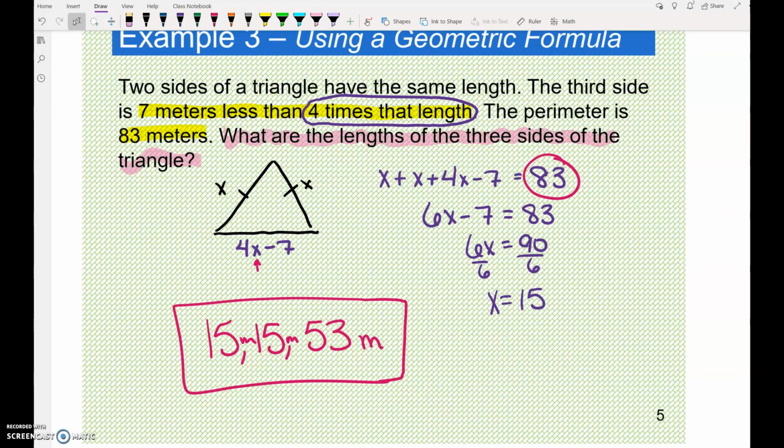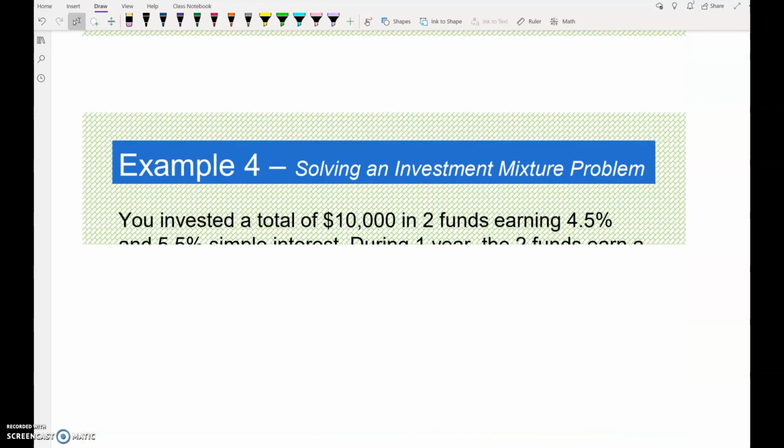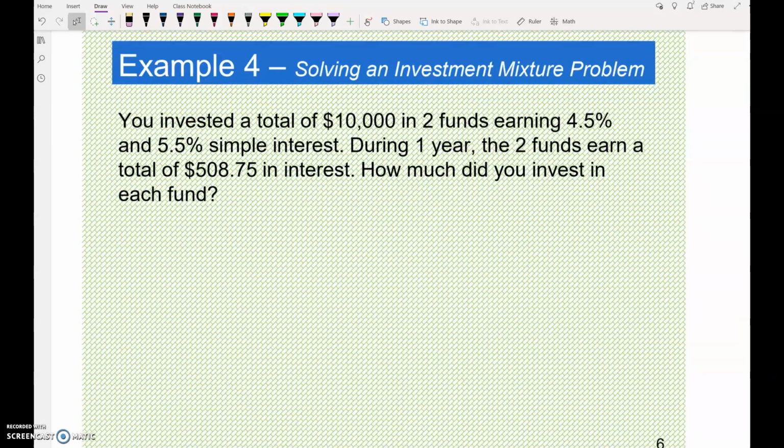Okay, examples 4, 5, and 6. You are going to want to copy down at least the beginning part of each problem. These are problems that you may not have seen before, and setting them up, once you get them set up, they are not difficult. It's just equations that need to be solved using distributive property, whatever. It's getting them set up in the first place.